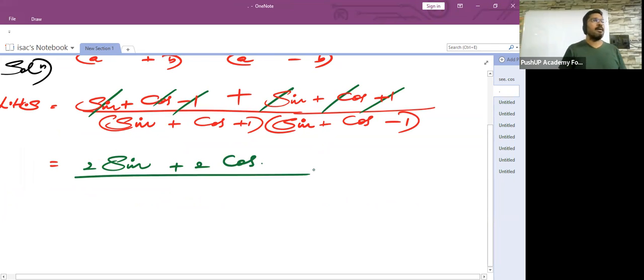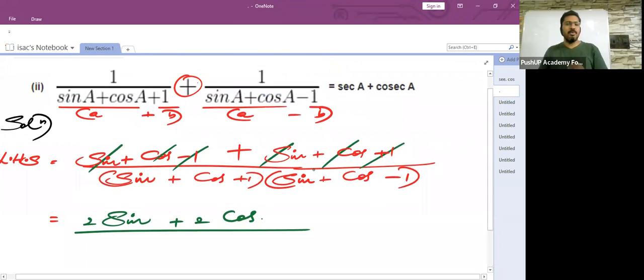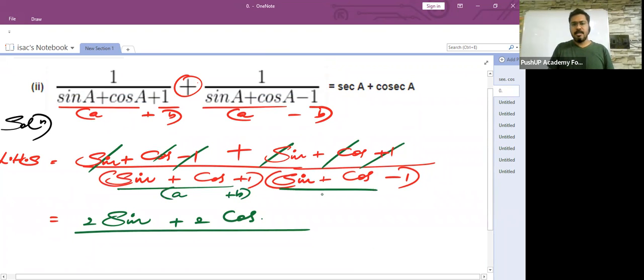Whole divided by, now, as I told you in the beginning, it is A plus B into A minus B. Don't you agree? This is A plus B, and this is A minus B. And what is A plus B into A minus B? Joanne, I asked you this question. A plus B into A minus B is what?